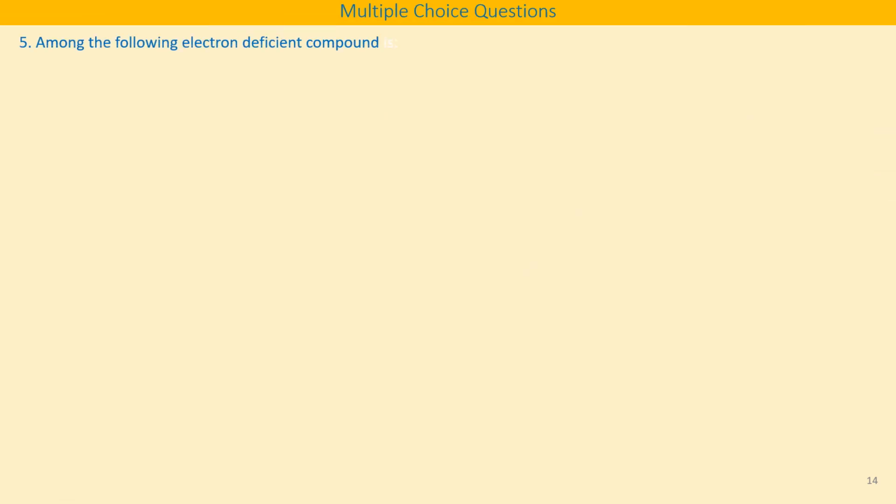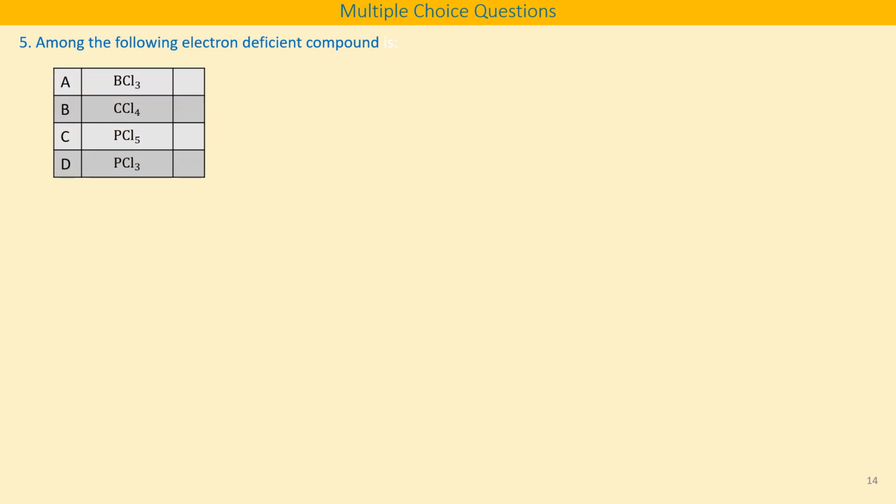Next question. Among the following, which one is the electron deficient compound: BCl3, CCl4, PCl5 and PCl3? You have to identify. Boron in BCl3 has 6 electrons in the outermost shell. Hence, BCl3 is an electron pair deficient compound. Hence, option A is the correct answer.